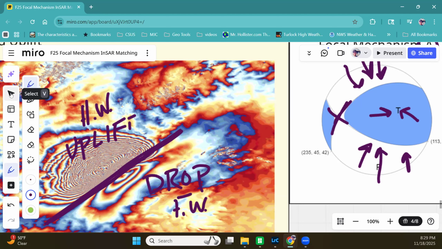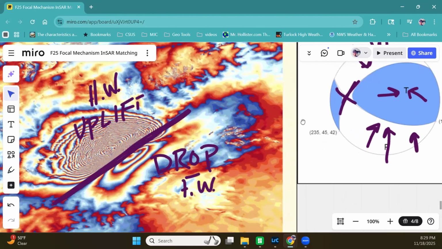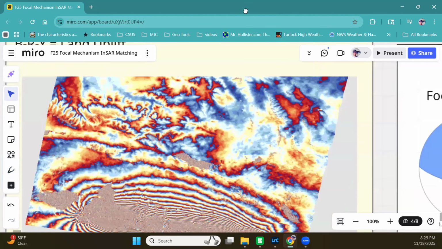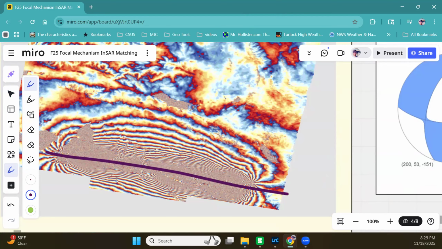And remember, the first two didn't have a hanging wall or foot wall because they were strike slip faults, and there's not really much huge vertical displacement relative to one side or the other, like you're seeing right here. Okay, so that was number three. And then the last one, number four, again, this one should be fairly easy here. Going right down the middle, okay?